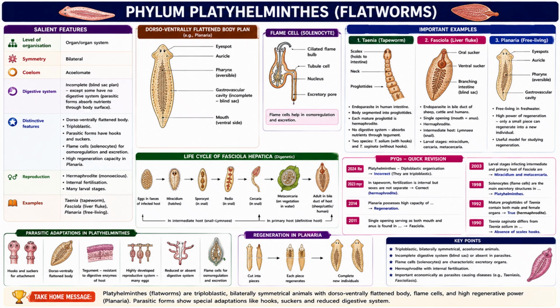Fasciola, also called the liver fluke, has one oral sucker and another ventral sucker. There is a branching intestine, a blind sac is seen, and it is an endoparasite in the bile duct of sheep, cattle and humans. A single opening, that is mouth equals anus, and it is hermaphrodite. The intermediate host is Limnaea, that is the snail, and the larval stages are miracidium, cercaria and metacercaria. You should remember the names of the larval stages here.